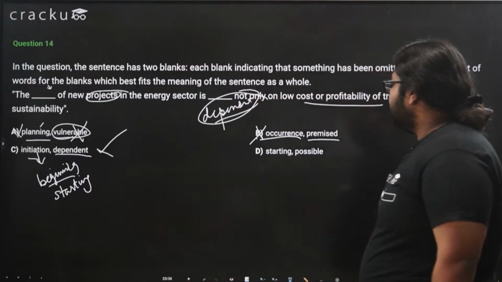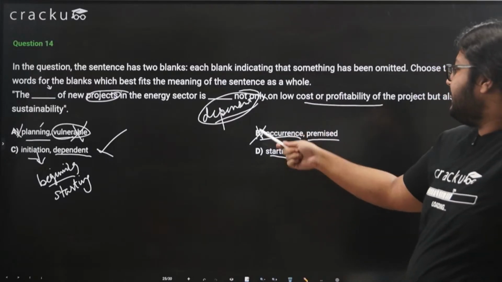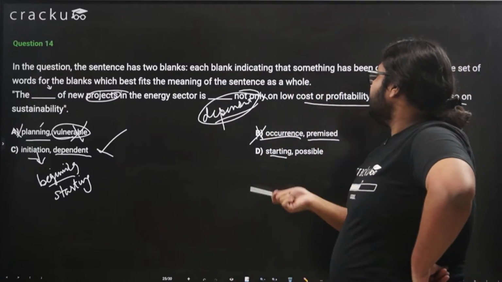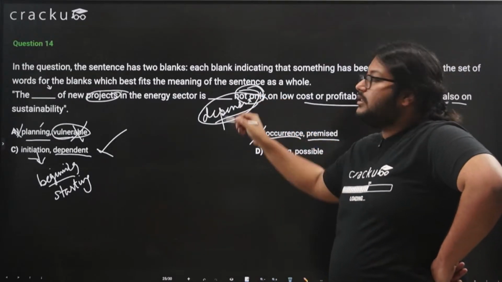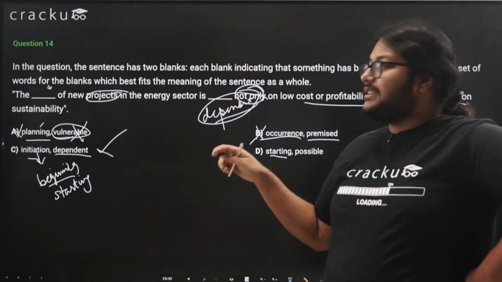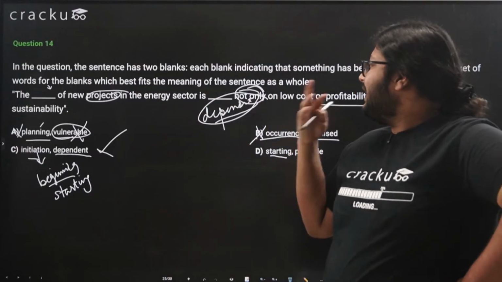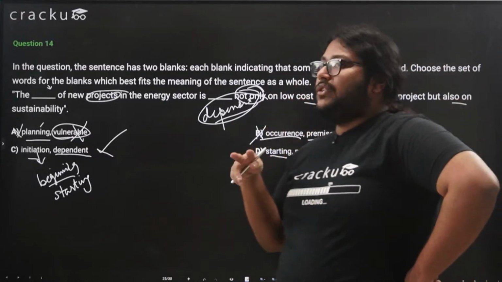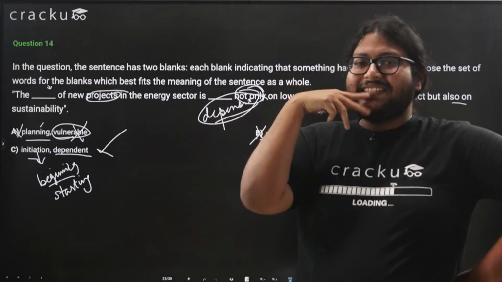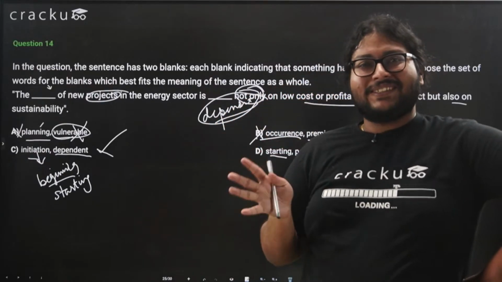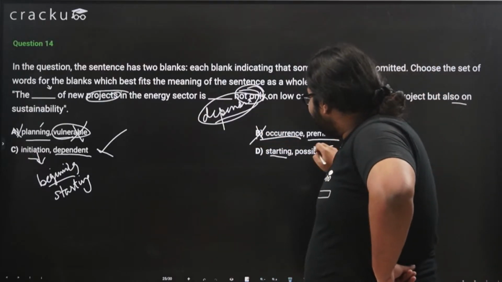Let's look at the last. The starting. Okay, starting makes sense. The starting of new projects in the energy sector is possible only on low cost or profitability. No, possible not only on this, so doesn't make sense. When you say the starting of new projects in the energy sector is possible not only on low cost, when you say it out loud, you feel like, okay, this is still not sounding correct. So we can reject D.